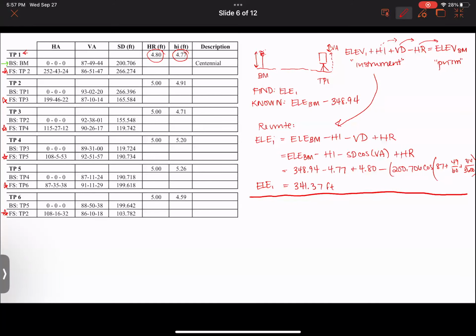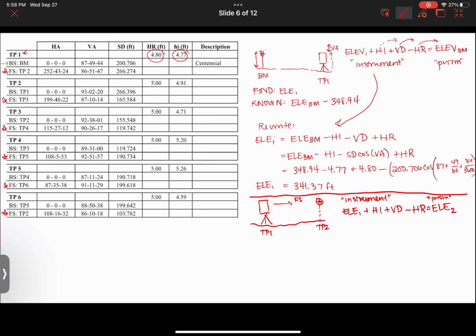What about the elevation at TP2? Now things are a little bit different. To find the elevation at TP2, again, let's do a drawing. Our total station is set up on TP1. And in this particular case, we are foresighting to TP2. And again, we always want to write our equation with the instrument on the left. Elevation at 1, because that is where the instrument is, plus the height of our instrument, plus our vertical distance, minus HR equals elevation where our prism is, which is elevation at point 2.